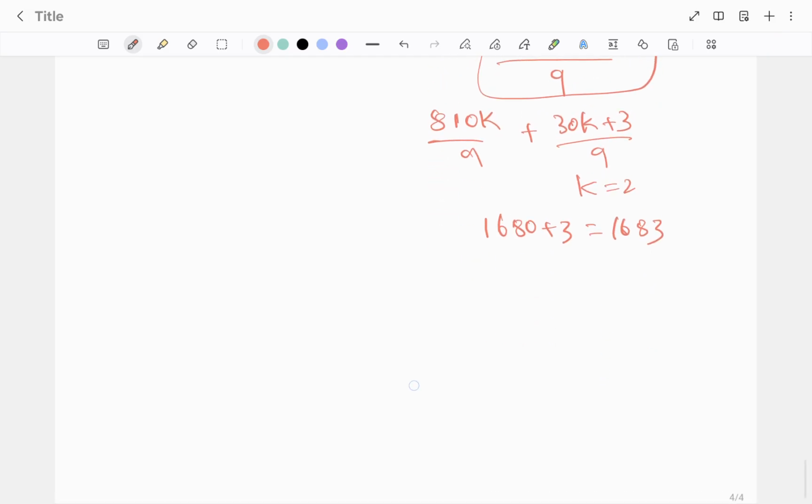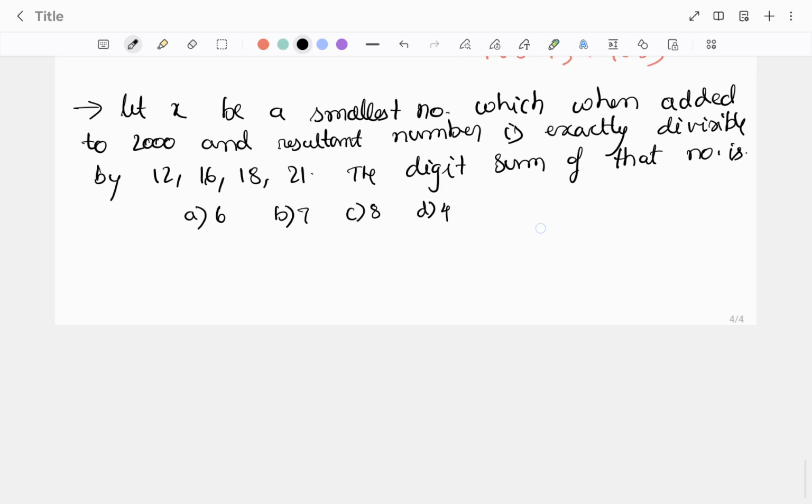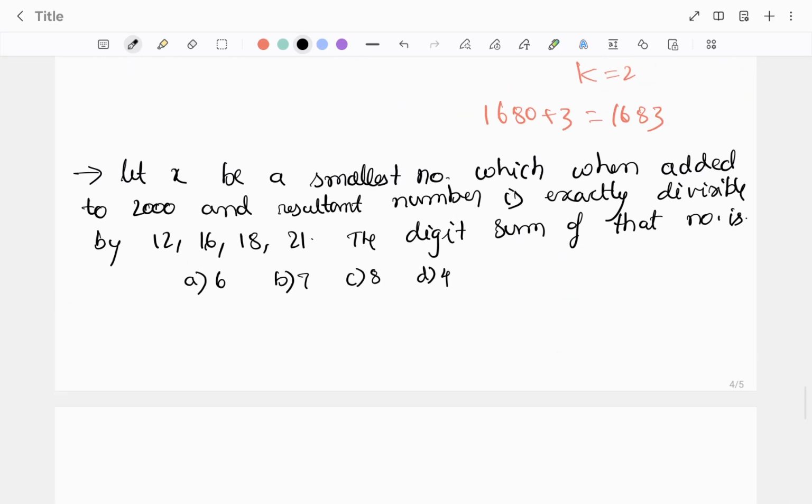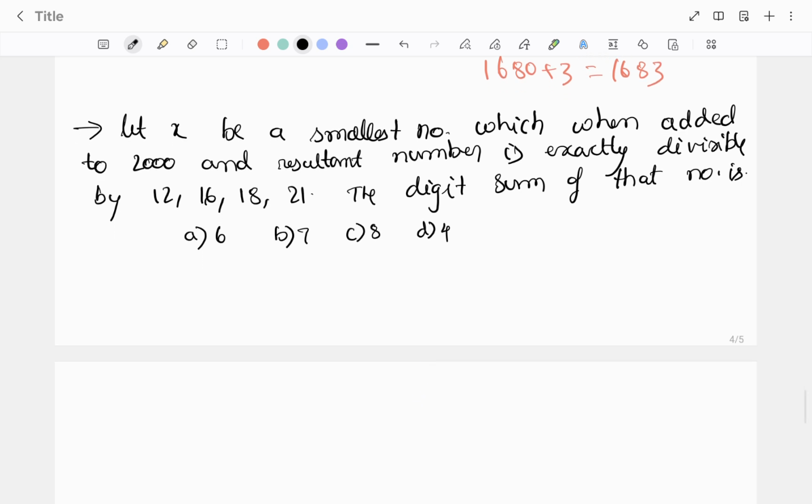Next question. Let x be the smallest number which, when added to 2000, gives a resultant number exactly divisible by 12, 16, 18, 21. The digit sum of that number is? We'll go with option checking, or otherwise. See what they're saying: let x be the smallest number which when added to 2000 gives a resultant exactly divisible by 12, 16, 18, 21. The digit sum of that number is.